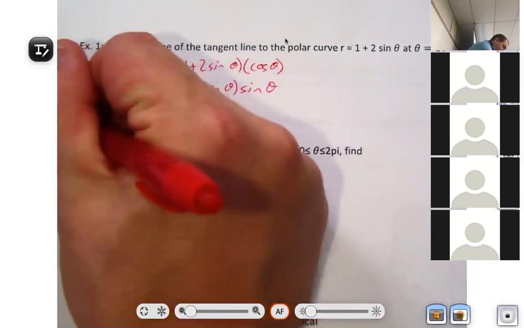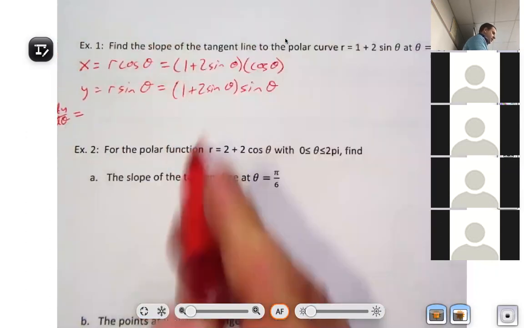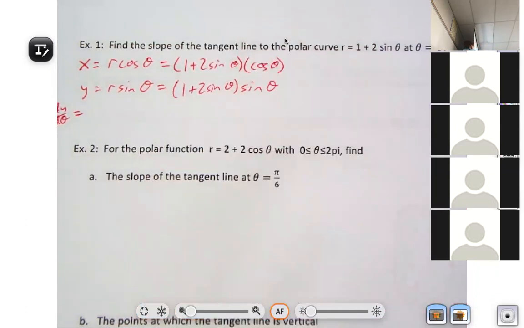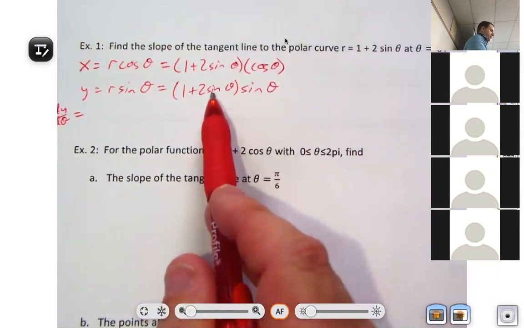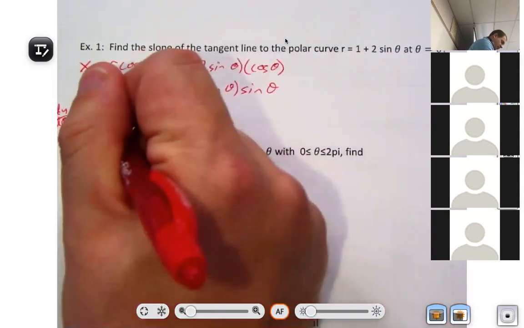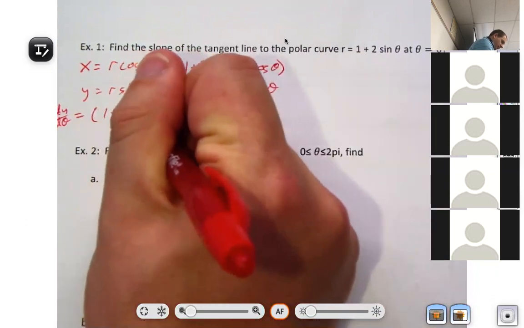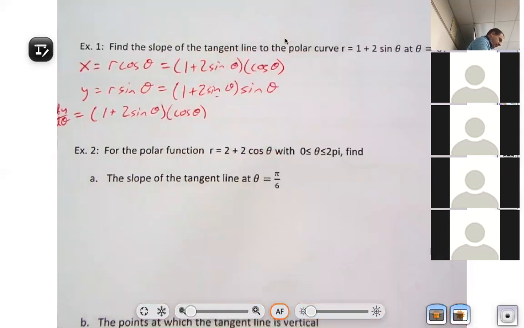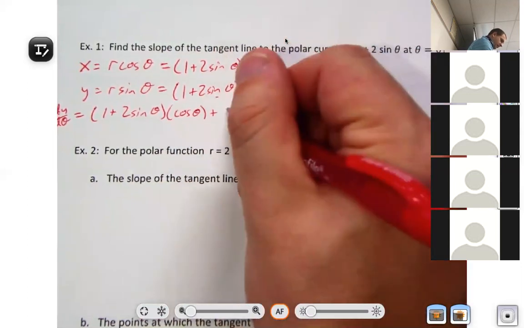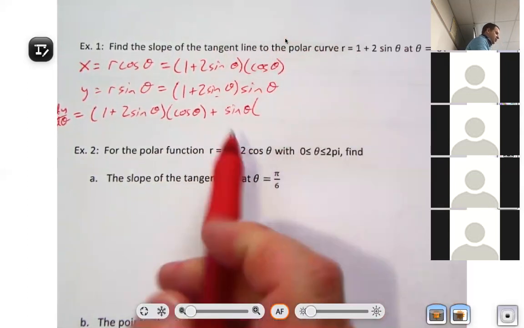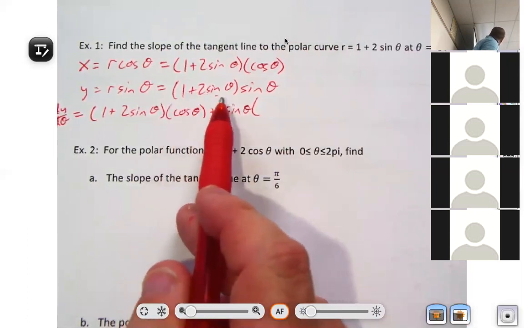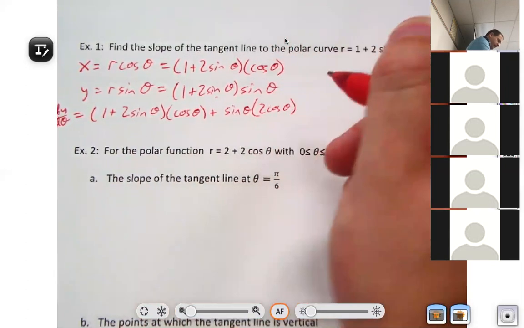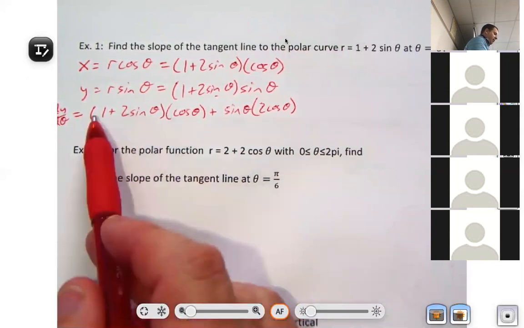So dy d theta. I have to do product rule with this right here. And so it's not bad. It's just tedious. All you have to know is how to find the derivative of sine. So it's going to be first, so 1 plus 2 sine theta, derivative of the second, plus second times the derivative of the first. So the derivative of 1 plus 2 sine theta is 2 cosine theta. So that's going to be on top of our fraction.